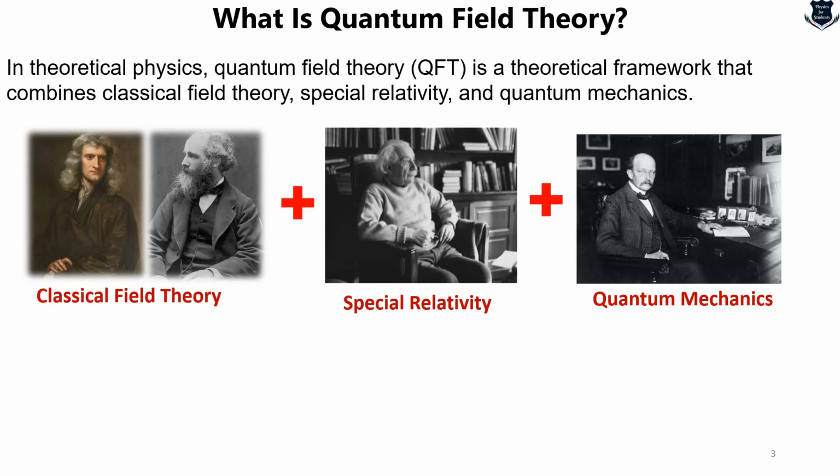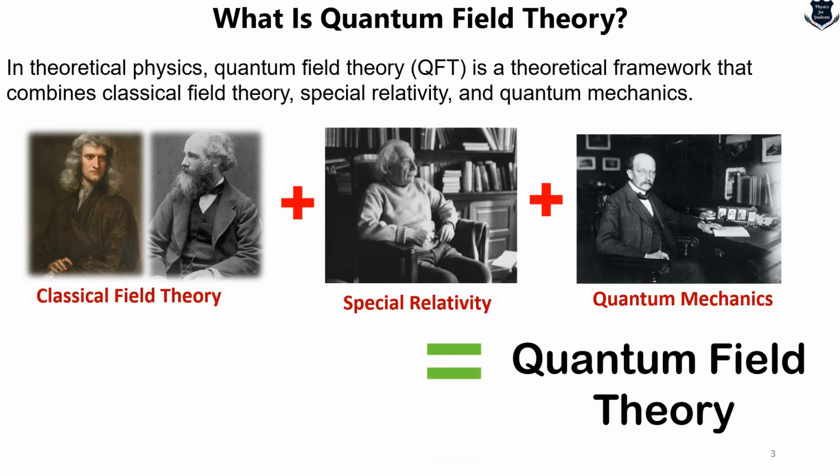I have mentioned the names of Isaac Newton and James Clerk Maxwell to combine the classical field theories of gravity and electromagnetism. Then comes Einstein's special theory of relativity in 1905, which changed our entire perception of space and time, and quantum mechanics, generally introduced by Max Planck, which led to the quantization of energy and so on. So classical field theory plus special relativity plus quantum mechanics equals quantum field theory. In classical field theory, what I mean is Newton's laws of gravitation and Maxwell's electromagnetism. Now, this is overall a definition, a kind of understanding of quantum field theory.